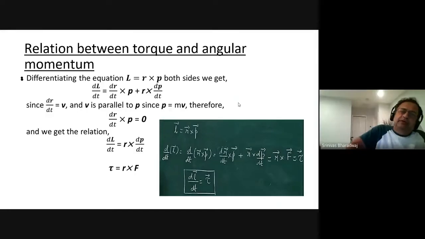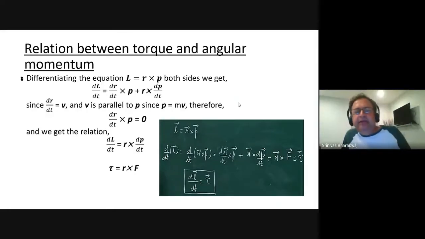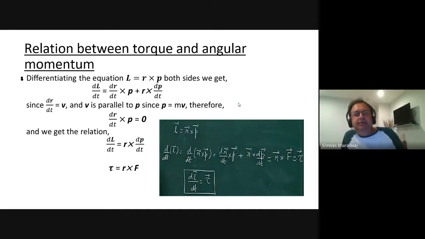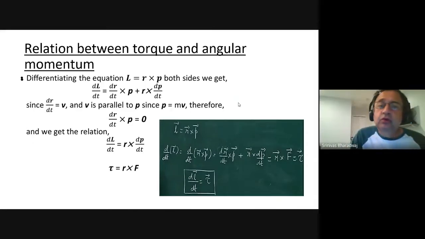Now L is equal to r cross p. If you differentiate both sides, dL by dt equals dr by dt cross p plus r cross dp by dt. Now remember that dr by dt is v, and v cross v is 0. Therefore, the first term goes to 0. So you just have r cross dp by dt, and we have met that. What is dp by dt? dp by dt is F. According to Newton's second law, rate of change of momentum is proportional to the impressed force. Therefore, dL by dt is equal to r cross F.